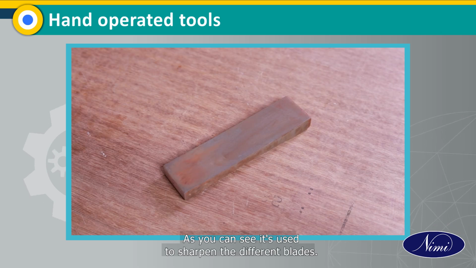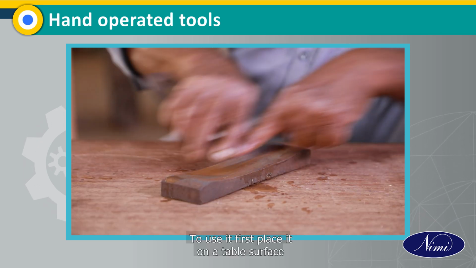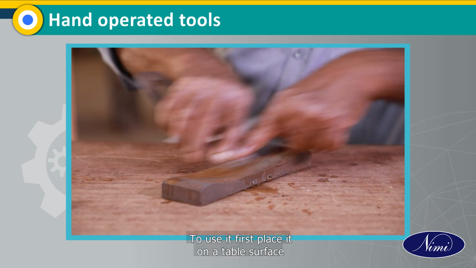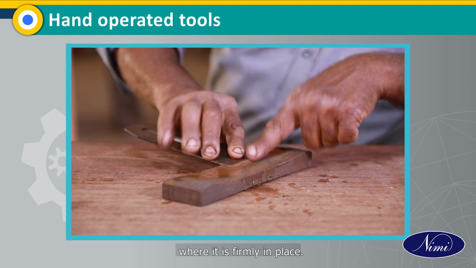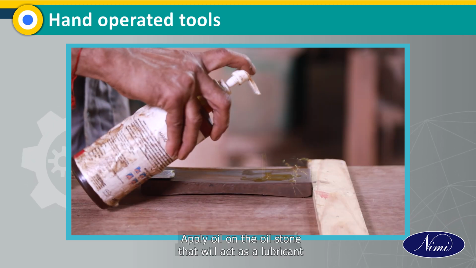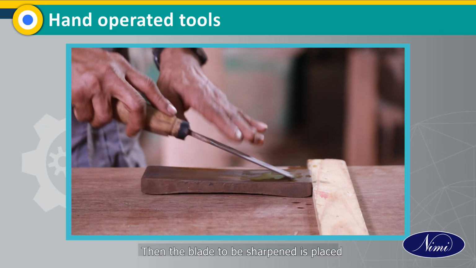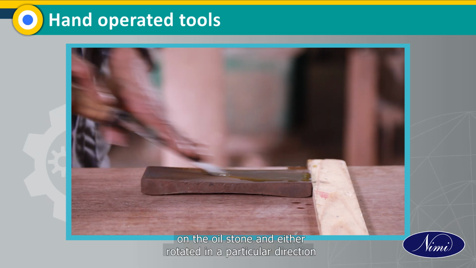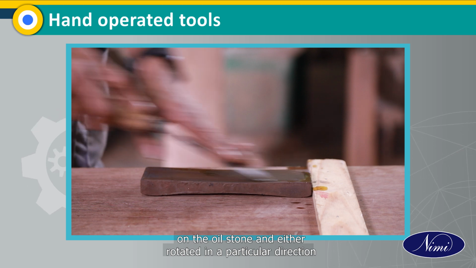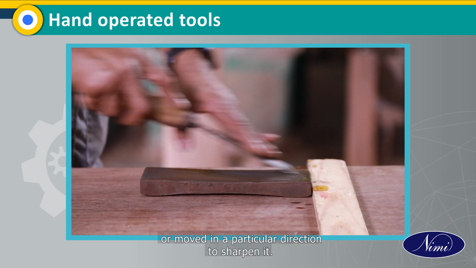This is called an oil stone. As you can see, it's used to sharpen the different blades. To use it, first place it on a table surface where it is firmly in place. Apply oil on the oil stone that will act as a lubricant when a blade is sharpened on it. Then the blade to be sharpened is placed on the oil stone and either rotated in a particular direction or moved in a particular direction to sharpen it.